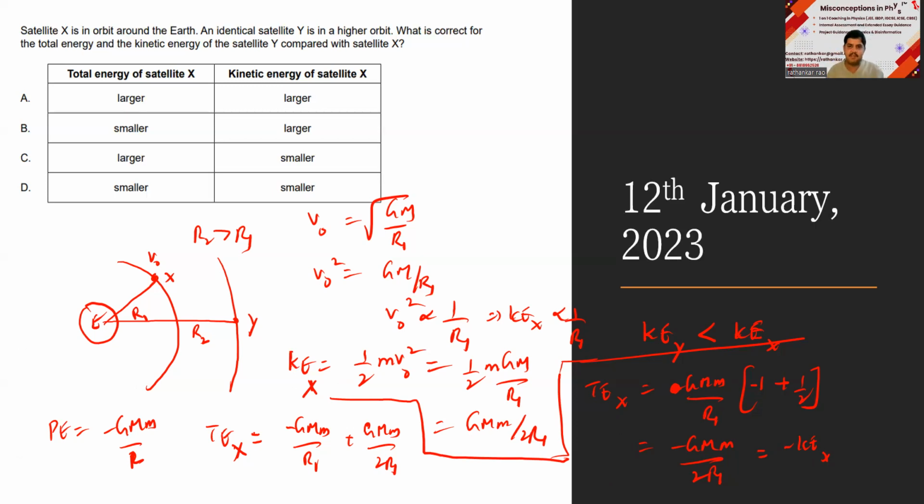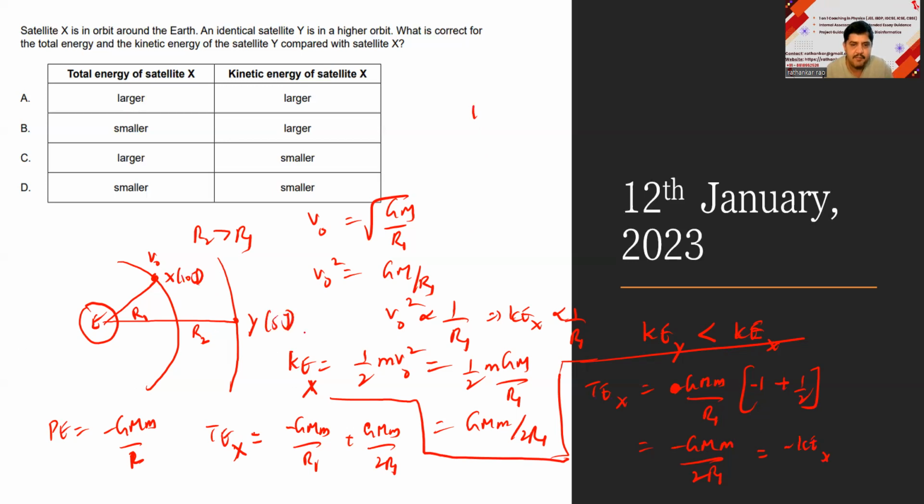As a result, when the particle is moving away, the kinetic energy reduces. But when you say negative of kinetic energy, the potential energy should increase. Let me just give you an example with numbers. Let us say here the kinetic energy is 10 joules. When it goes here, let us say it is 5 joules.